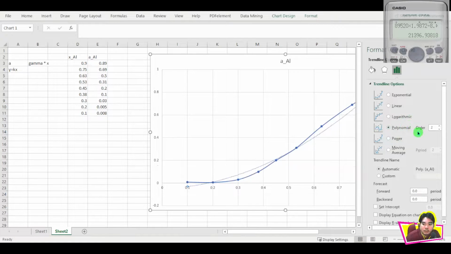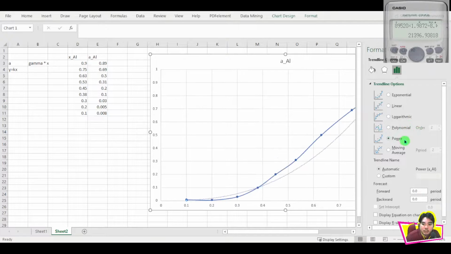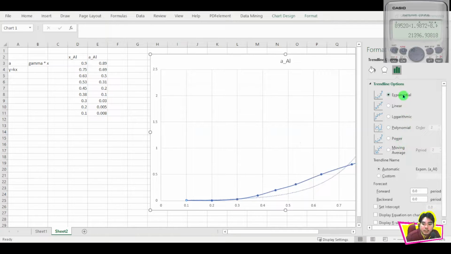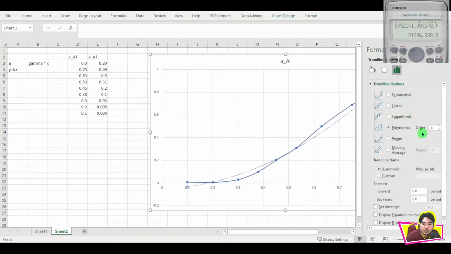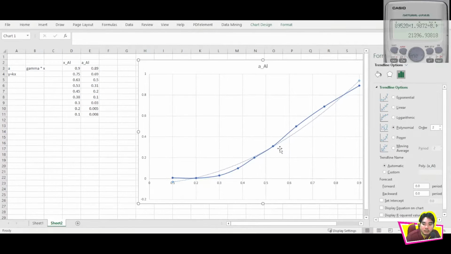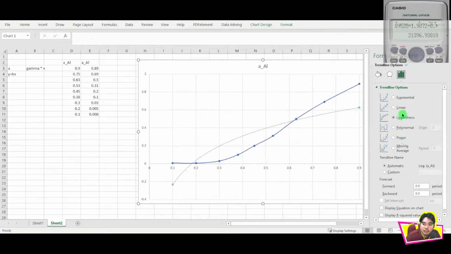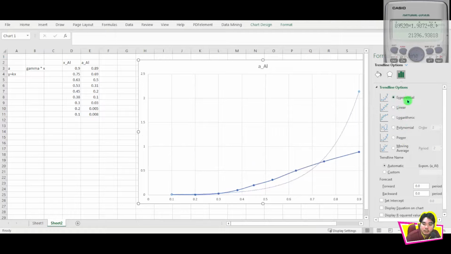Polynomial siguro 'to. Power. Exponential. Walang masyadong nag-fit, no? So, medyo mahirap siya. Medyo pangit yung graph. Power, hindi rin logarithmic. So, medyo mahirap no?